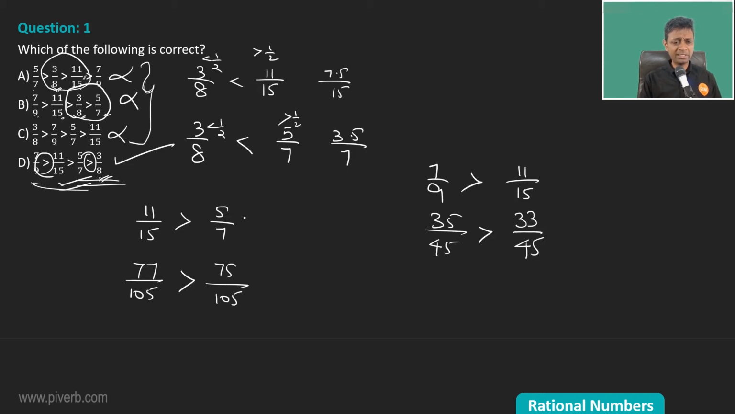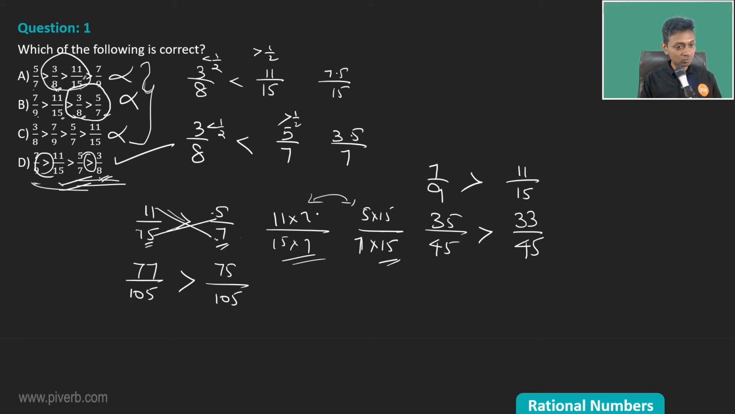One other way of comparing these two, we just need to compare 11 into 7, this product, with 5 into 15, this product. Because effectively, we're going to think of this as 11 into 7 by 15 into 7, 5 into 15 by 7 into 15. These two are the same. So we're comparing only the numerators. It's like saying, I won't really worry with the LCM of 15 and 7. I'm just going to take the common denominator as a product of 15 and 7. So I multiply these two, I can compare those and then be done with it. So this thing also we have verified, choice D works.